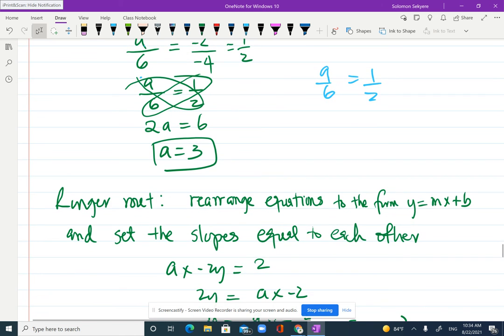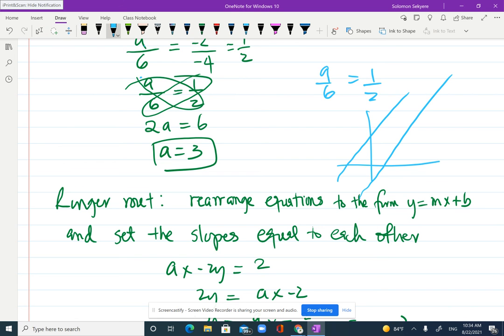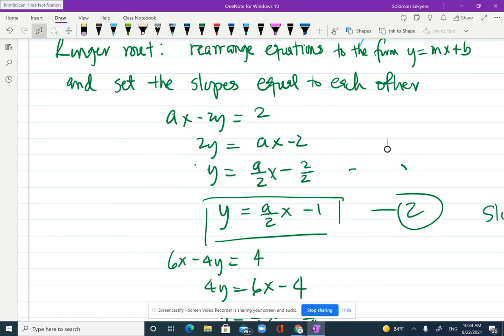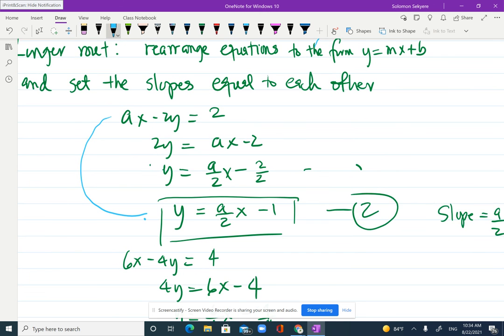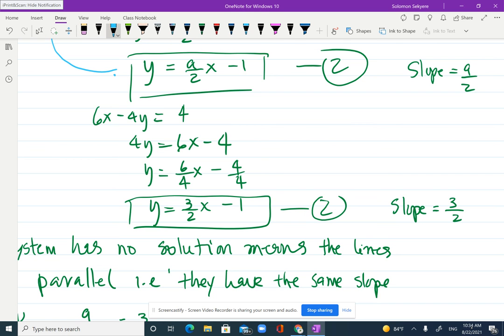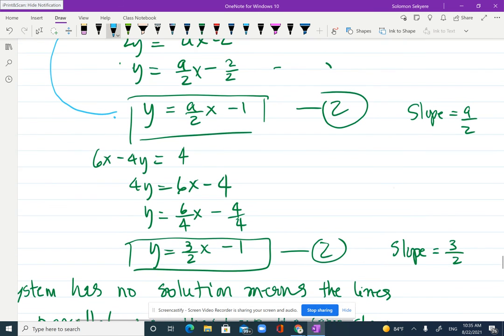The longer route: if a system has no solution, that means the lines are parallel. They will never meet. Parallel lines have the same slope. So the longer route is rearranging the equations to make clear the slopes of the lines. If I rearrange this, I get this one here, and you notice the slope is a over 2. I do the same for that, rearrange it, and I get this one, and you notice the slope is 3 over 2.